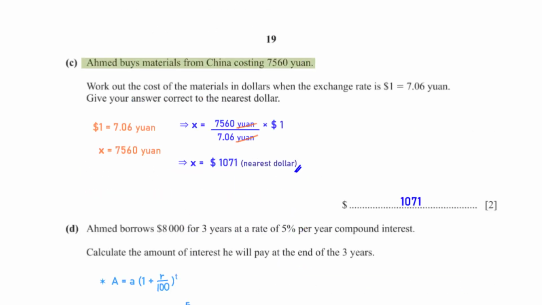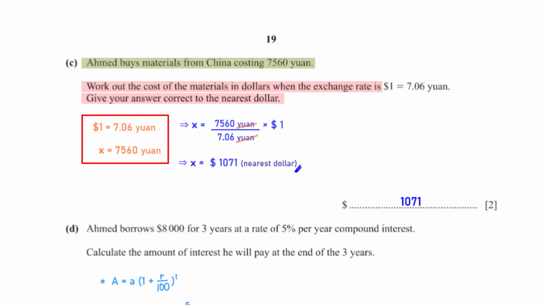Ahmed buys materials from China costing 7,560 yuan. Work out the cost of the materials in dollars when the exchange rate is $1 equals 7.06 yuan. Give your answer correct to the nearest dollar.